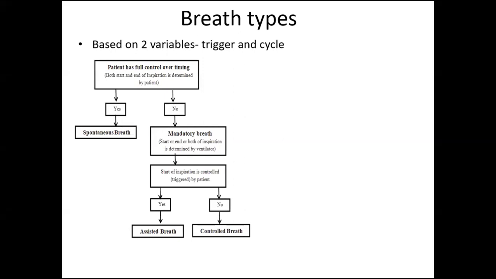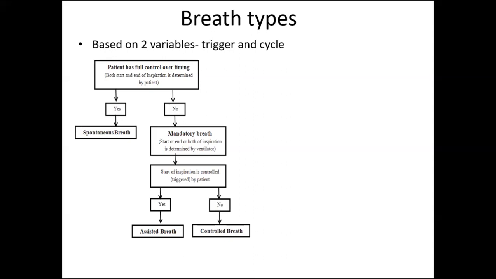Confusing? Just remember there are two things. One is trigger, one is cycle. That means one is going to start the inspiration, one is going to end the inspiration. If the patient has control on both, it is what breath? Spontaneous breath. If the patient doesn't have control on one variable, he can control one variable, he cannot control the other variable, then it becomes mandatory breath.